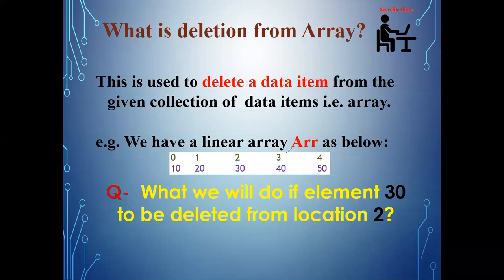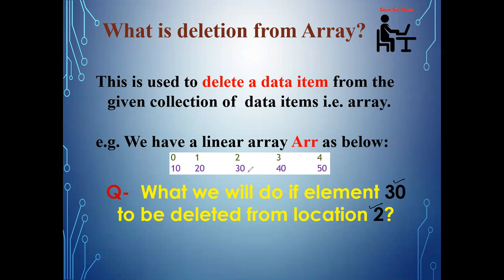Suppose my array contains values 10, 20, 30, 40, 50. What will we do if element 30 is to be deleted from location 2? There are basically three cases. You can delete one element when the value is given, you can delete one element when only the index is given, or you can delete the element when both are given.